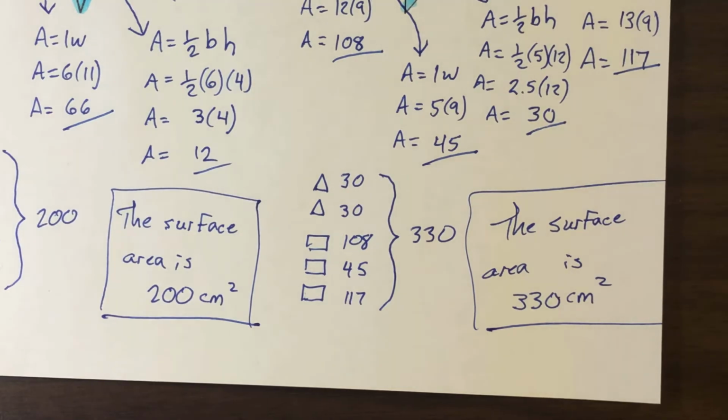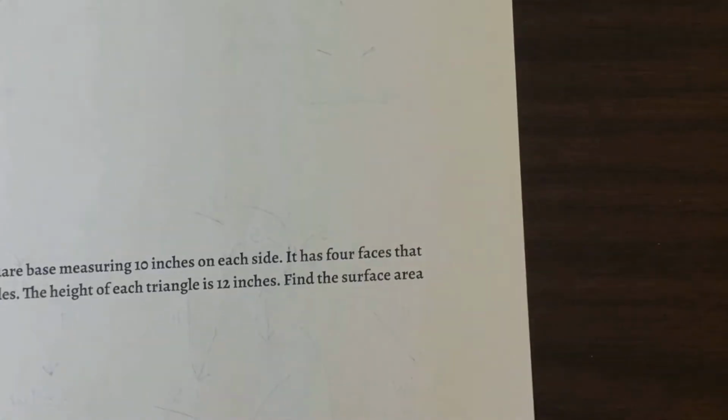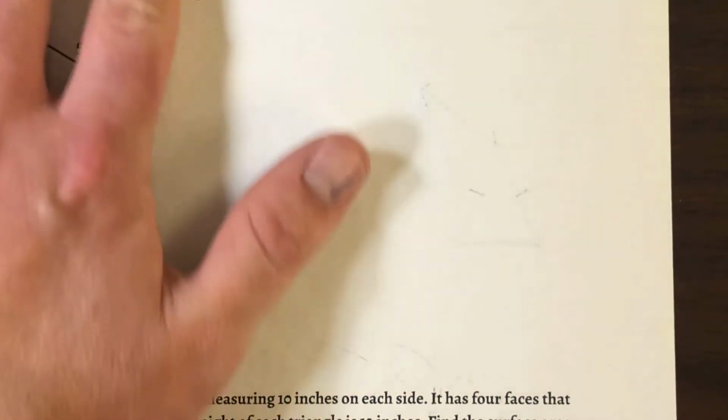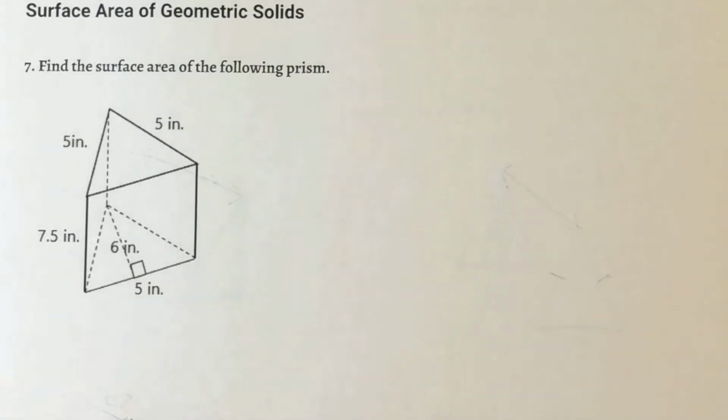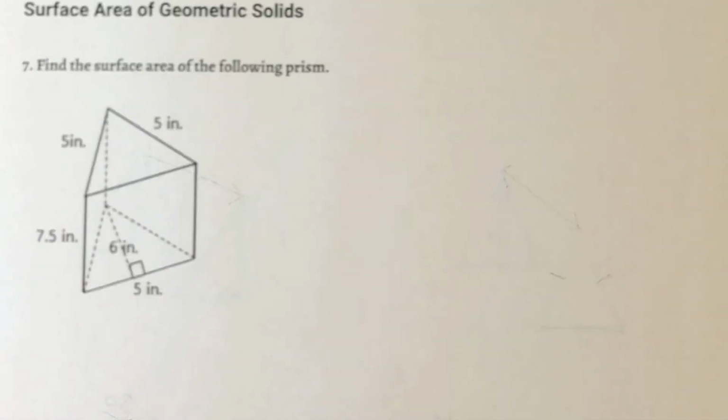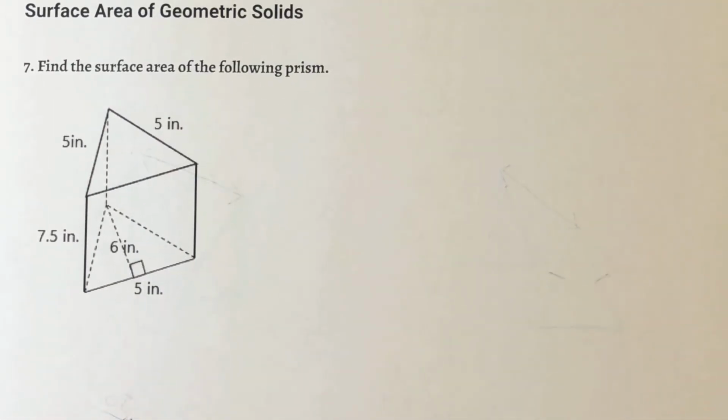We have 2 more examples. All right, good thing, because we're already at 39 minutes. Okay, we're going to find the surface area of the following prism. You guessed it, another triangular prism. These things just pop up like daisies.